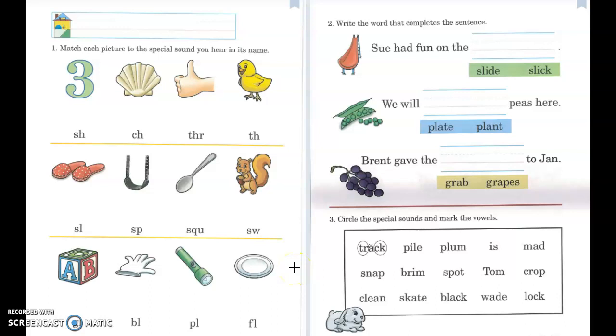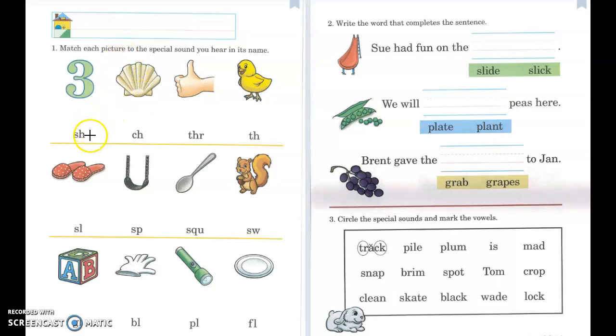Okay, please get out your phonics pages for Thursday, April 9th. It is page 181 and 182. Once you have your phonics page out, go ahead, write your name at the top. And let's start on page 181. At the top of 181, it says, match each picture to the sound you hear in its name.